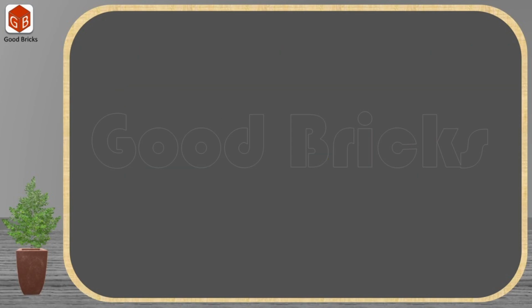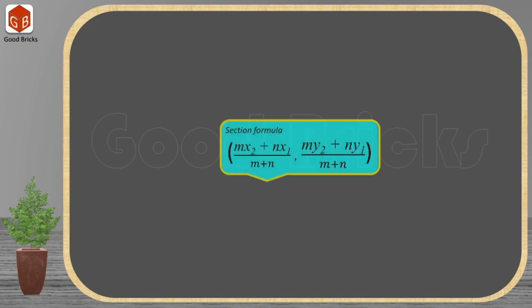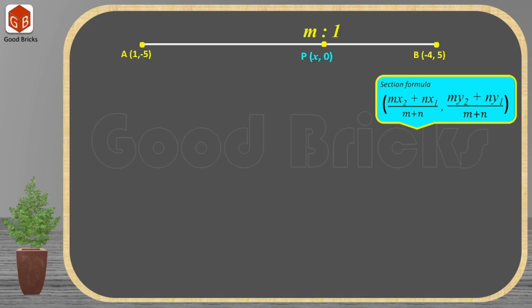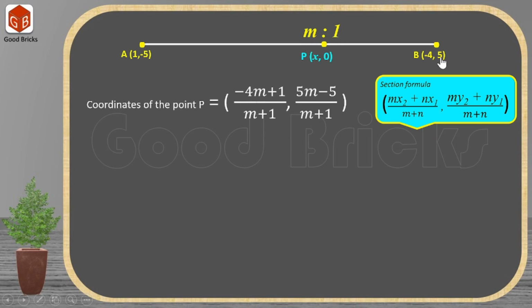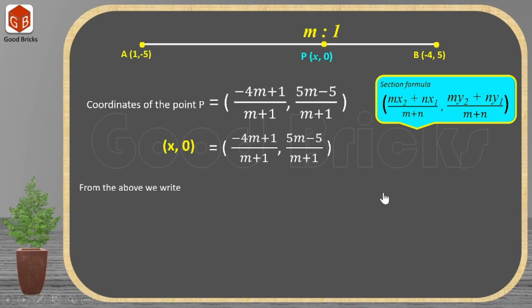Let us now find the coordinates of the point P using section formula. See here, m into minus 4 plus 1 into 1 by m plus 1. Similarly, m into 5 plus 1 into minus 5 by m plus 1. So like this we can get x coordinate and y coordinate. But we have already assumed that the coordinates of point P x comma 0. So this x comma 0 is equal to these two coordinates. Here 0 is nothing but 5m minus 5 by m plus 1. So that is what we are taking.